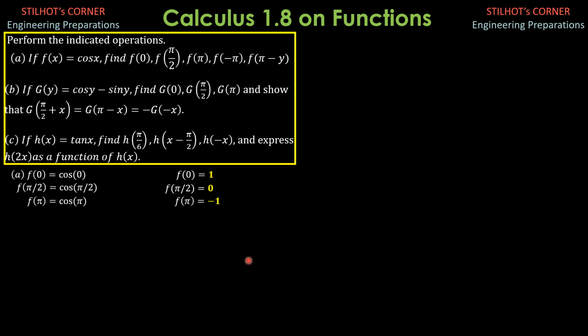F of negative pi, so same angle but in clockwise direction, it will terminate at the same angle, which is pi or negative pi. So it is also negative 1. F of negative pi is negative 1.